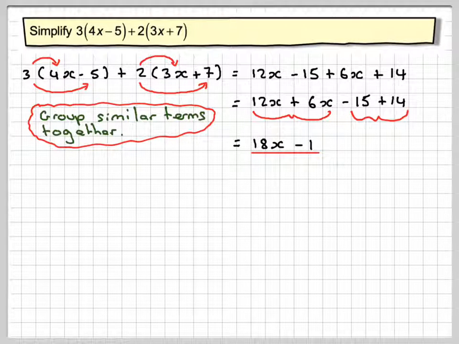I hope this has been a video to show you how to expand and simplify brackets. I hope you've understood, and I thank you very much for watching.